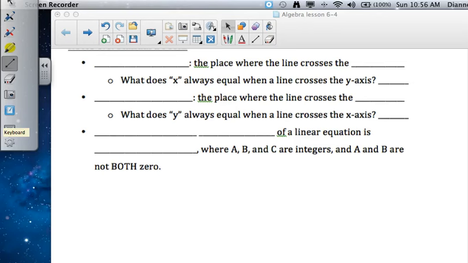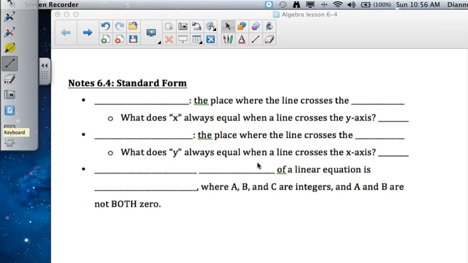Okay, here we are, lesson 6-4. Let me see if I can get this moved down. Standard form of a linear equation. So, first of all, we need some vocabulary. We're going to start with the y-intercept.